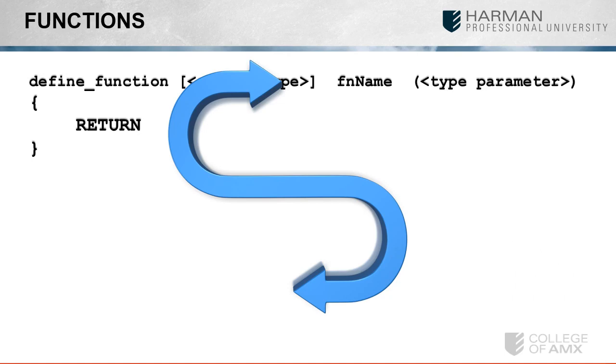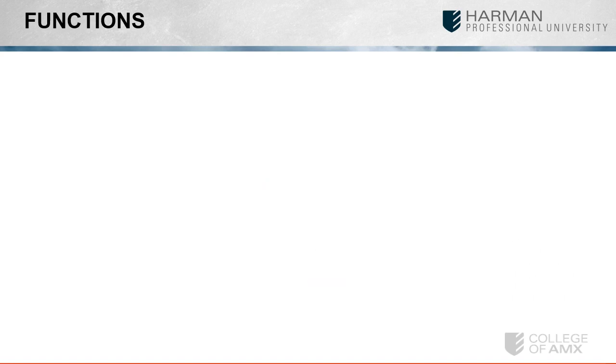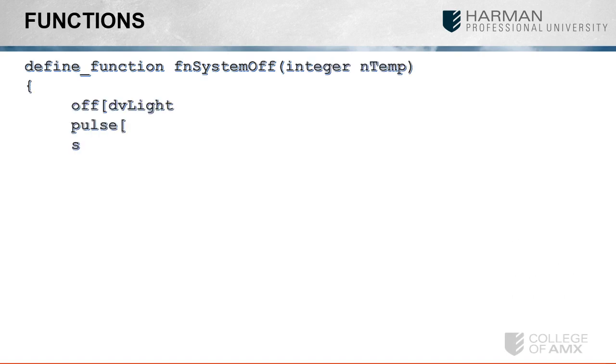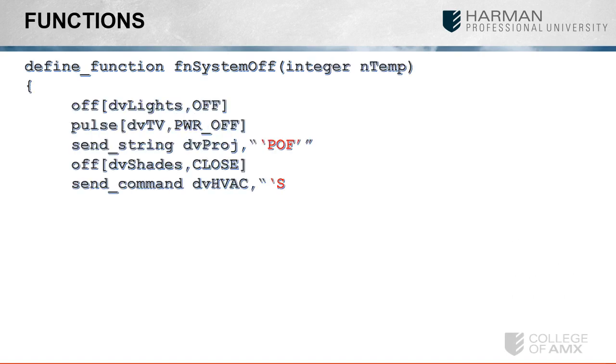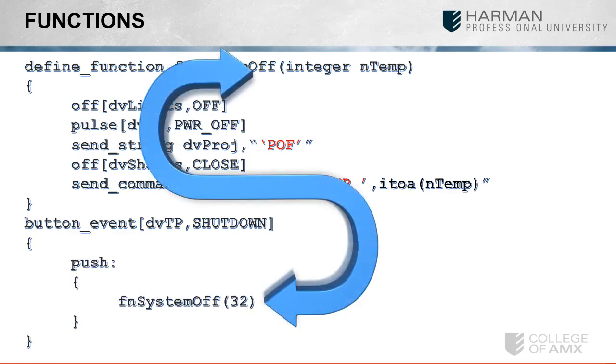However, if the function has no parameters, a set of parentheses must still be included. Using our example from above, if we created a function to shut down the system, we could pass in parameters such as the level you wish to set the lights to, or a temperature to set the climate to.